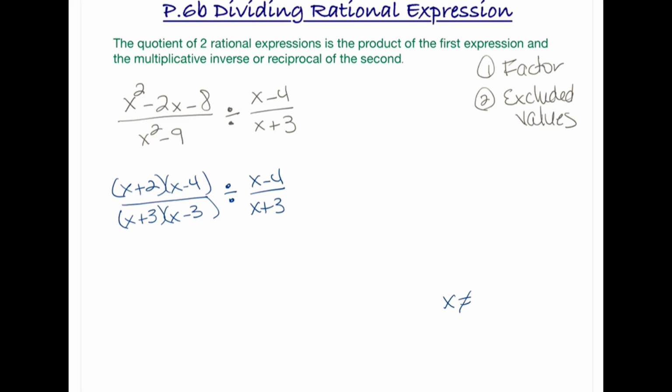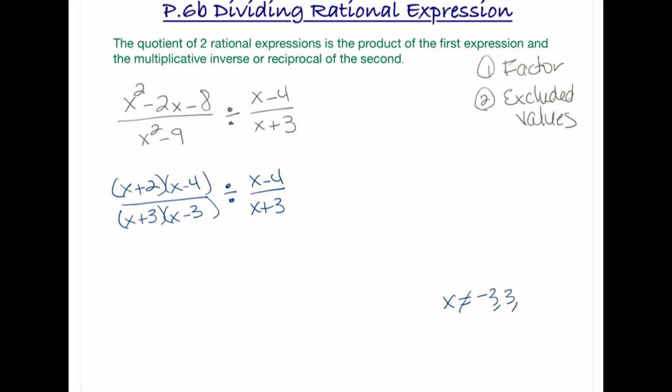So I'm looking at my denominator. This is telling me that my x cannot be negative 3. This one's telling me that x cannot be 3. And this one's telling me that x cannot be negative 3, but I already have that one listed, so I don't need to list it again. So now I have everything factored.